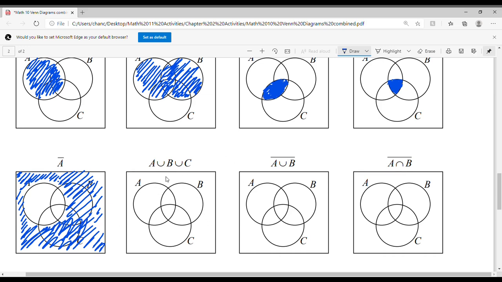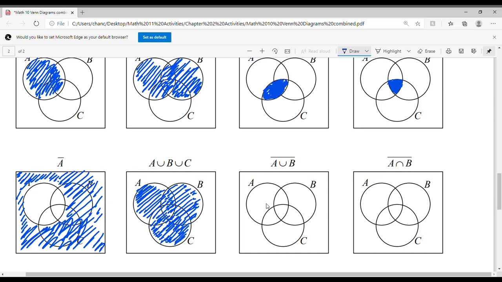For this example, I'm looking for A union B union with C. All of A or all of B or all of C. So we're shading everything in A, everything in B, everything in C, including any overlaps.